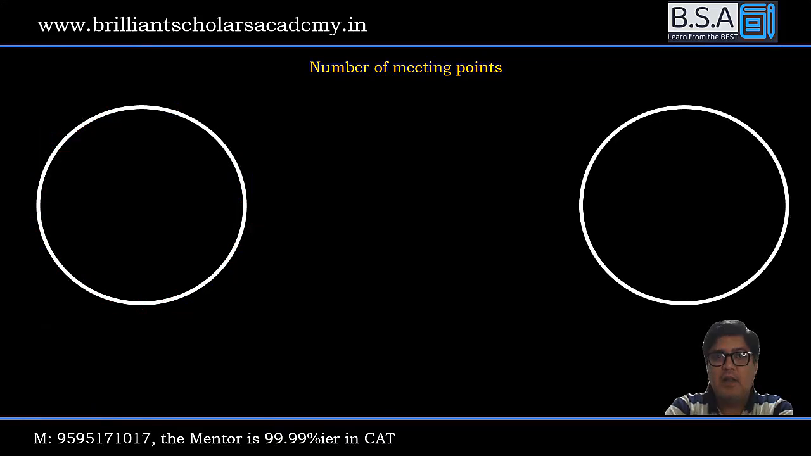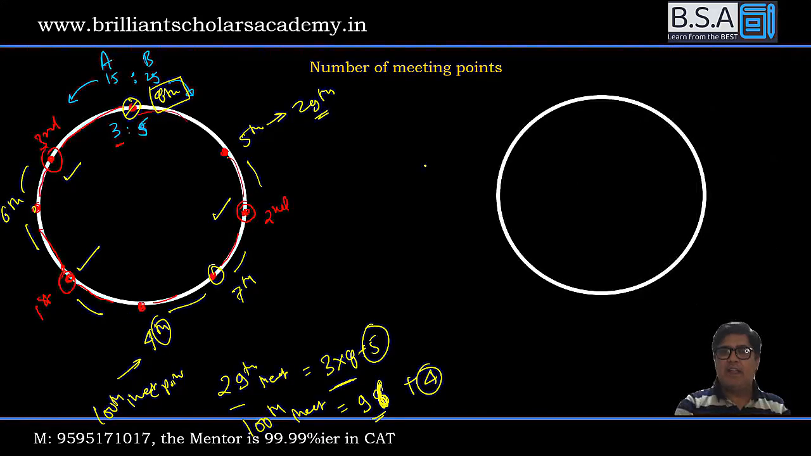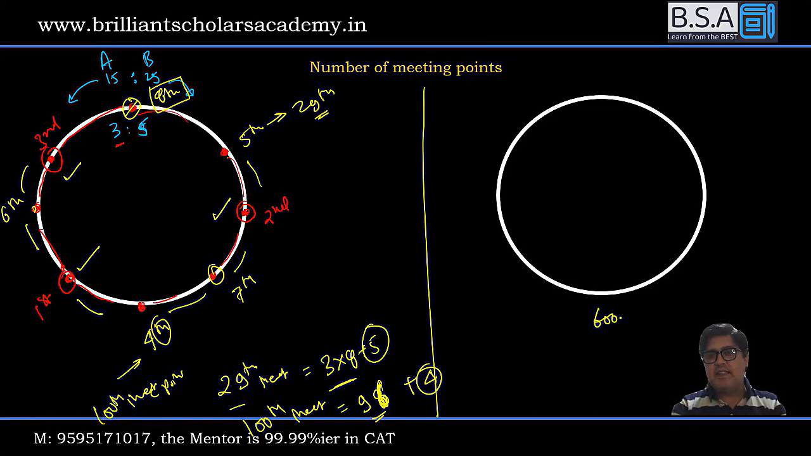Now, what about same direction? When people go in the same direction, imagine the circle is of 600 meters length. Let's do it here. The circle is of length 600 meters. There is your A going right side at 15 meters per second. There is your B going right side at 25 meters per second.